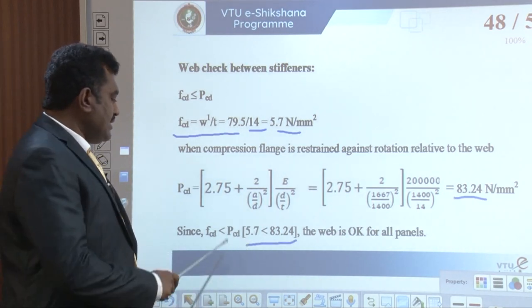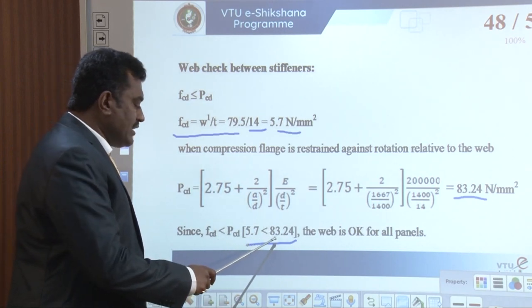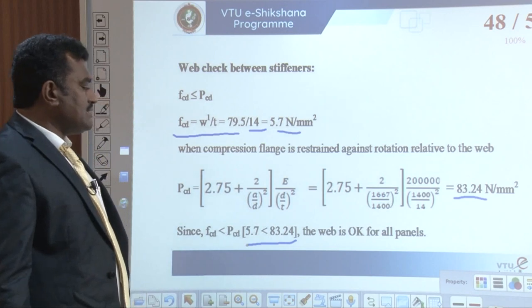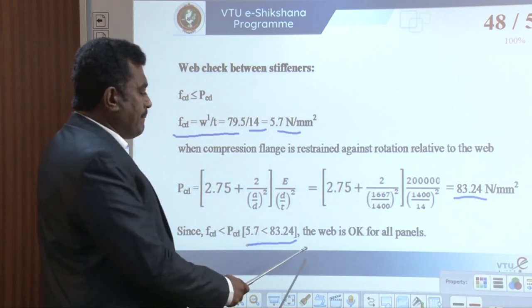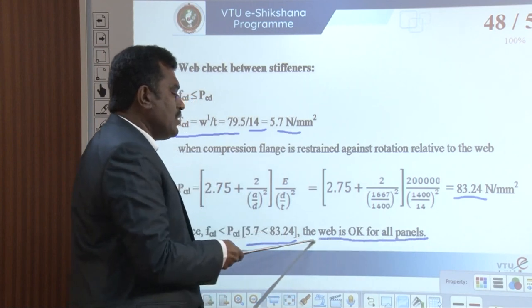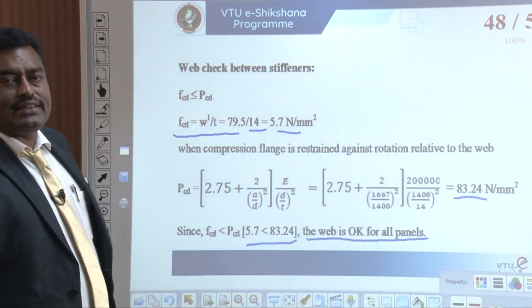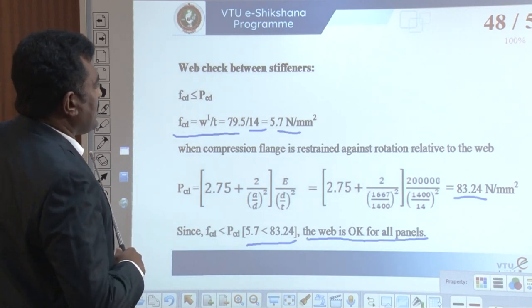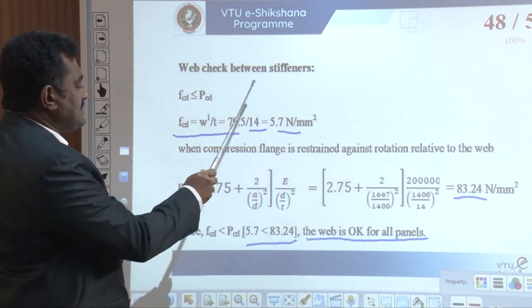F_cd is equal to 5.7, and P_cd is equal to 83.24. It is smaller than this value. The web is okay for all panels. Therefore, the intermediate web check also holds good for this stiffener.